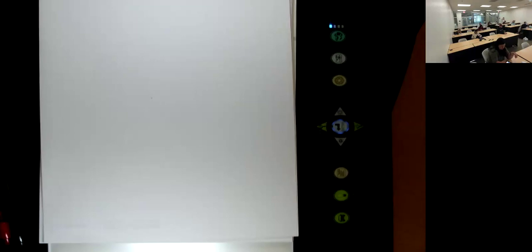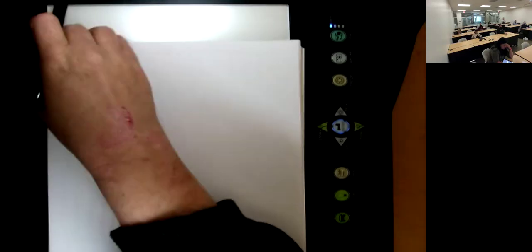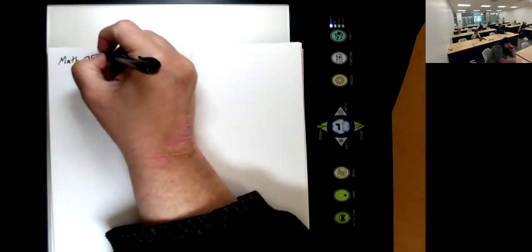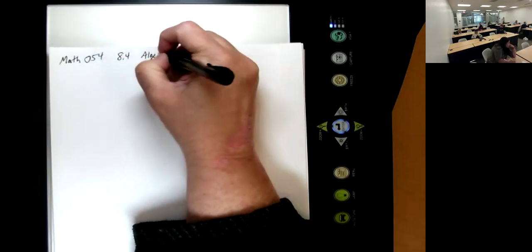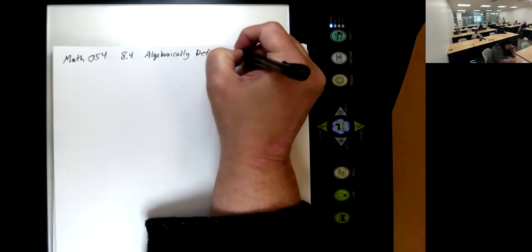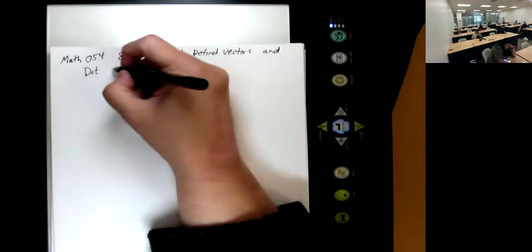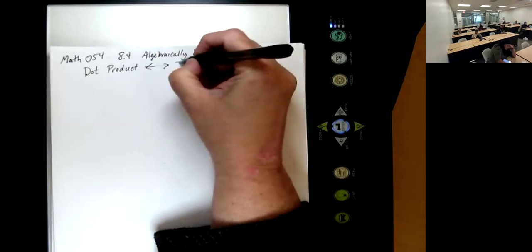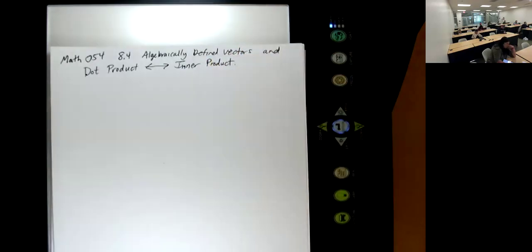We're doing 8.4. You love how I just treat it like we're not continuing from the previous lecture, for people watching it later on. 8.4 is on algebraically defined vectors and something called the dot product. Dot product also has another name, it's called the inner product, and you'll see why in a second when we get to that.